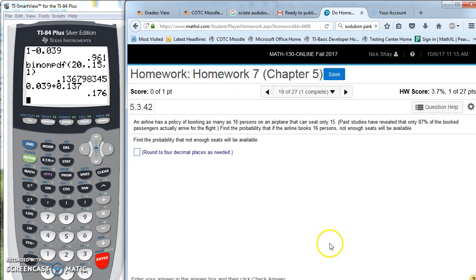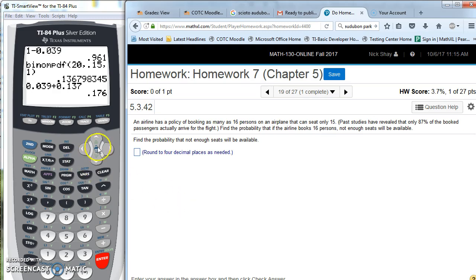All right, let's take a look at another one. An airline has a policy of booking as many as 16 people on an airline when it can only seat 15. Past studies have revealed that only 87% of the booked passengers actually arrive for the flight. Find the probability that if an airline booked 16 persons, not enough seats will be available. So we want to know, when do we encounter a situation where there's too many passengers? That's when we book 16 and then have 16 show up.